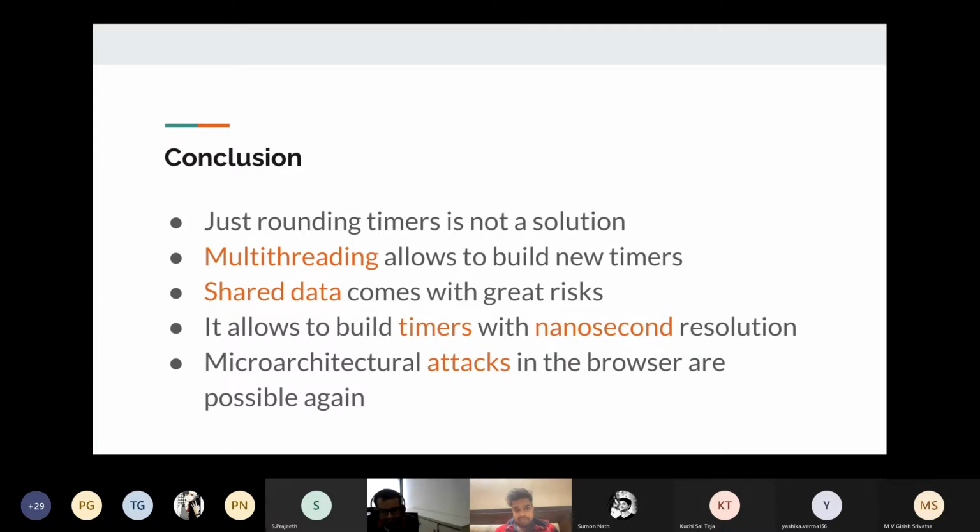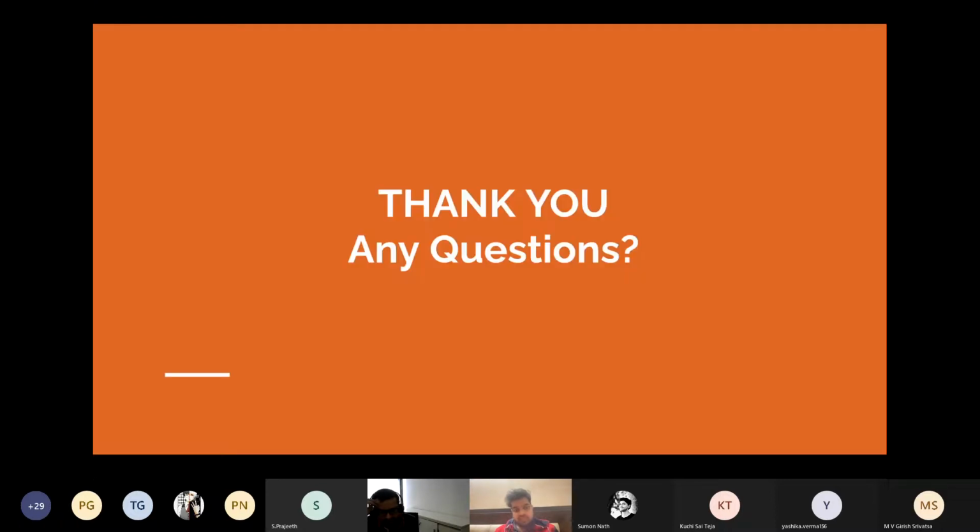And shared data always comes with great risk, because SharedArrayBuffer, which proves to be the best method, has exploited the shared memory concept. It is now possible to build nanosecond resolution timers in JavaScript again, and microarchitectural attacks in the browsers are possible again. Thank you. Any questions?